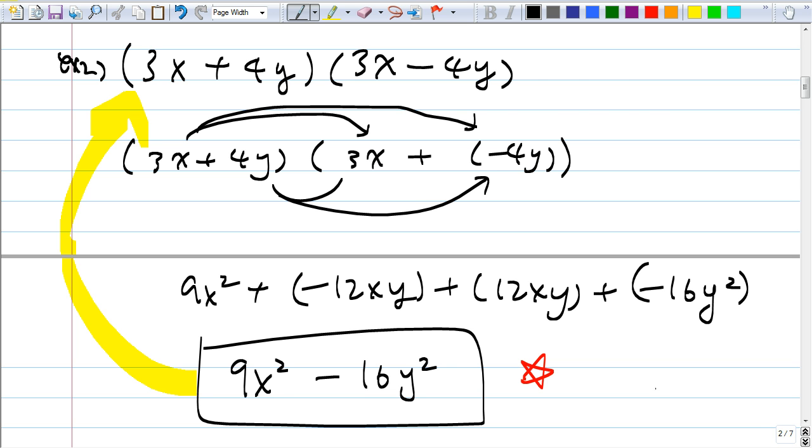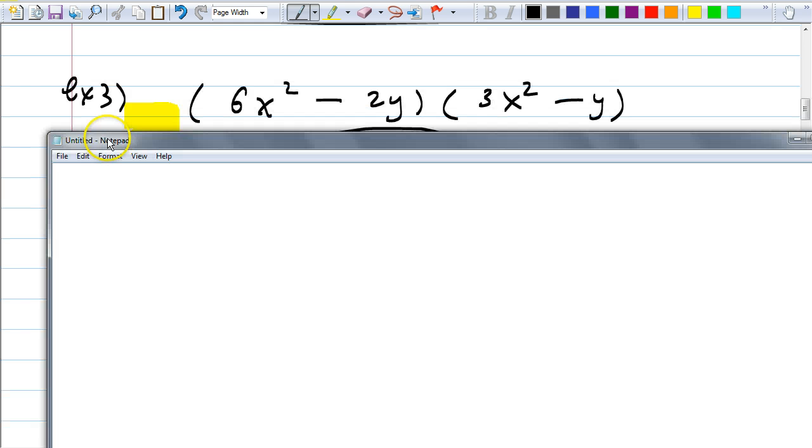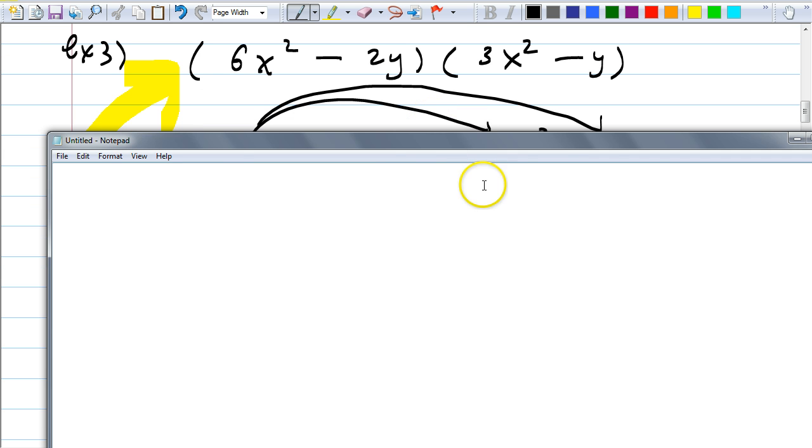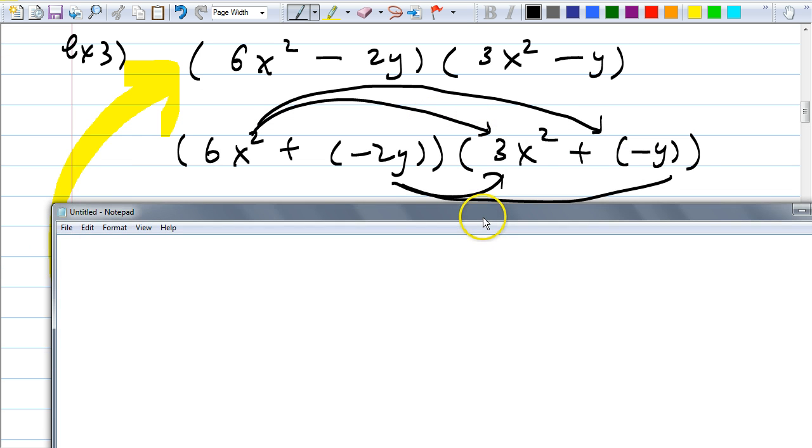Oh, before I go to example 3, let me show you something. Actually, let's do example 3 first. Then I'm going to tell you something. Okay, 6x squared minus 2y times 3x squared minus y. Very simple. This time, the two binomials have subtraction in the middle, but that's not that big of a deal. Okay, go ahead, everybody try. Okay, do you all agree that, first of all, did you all change it to addition?